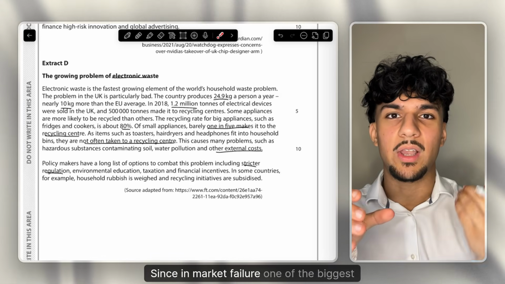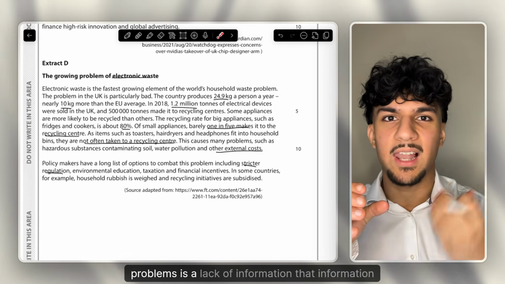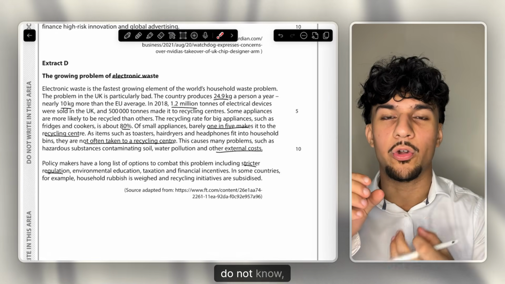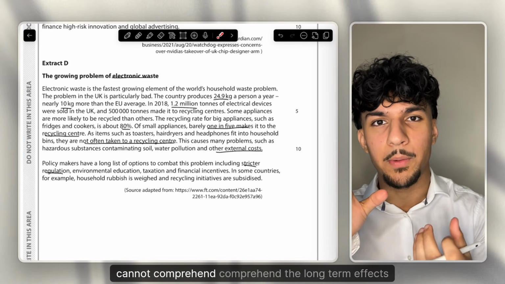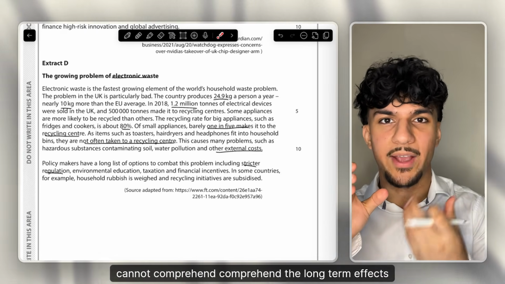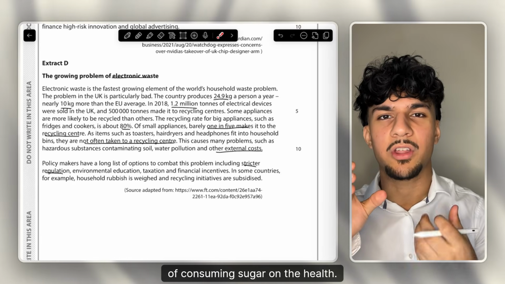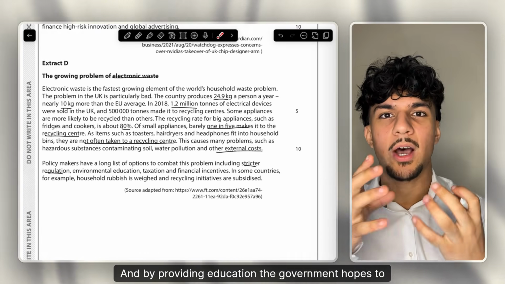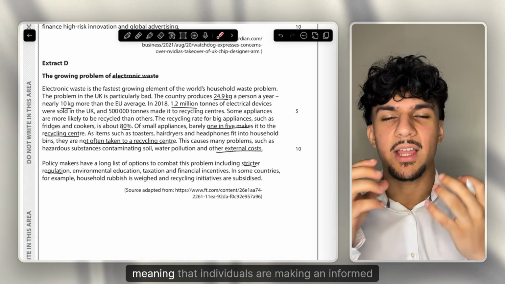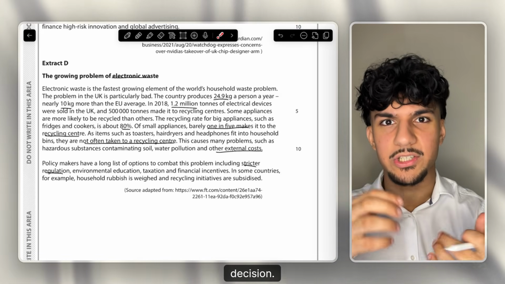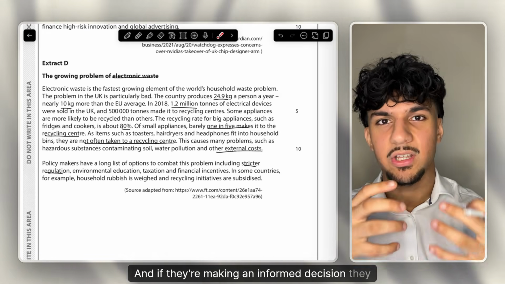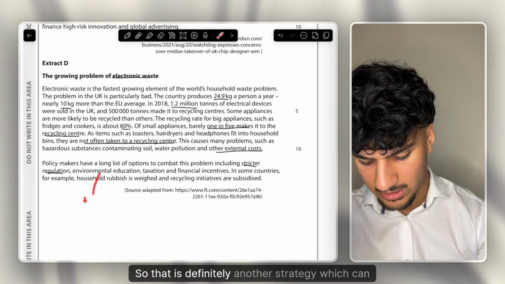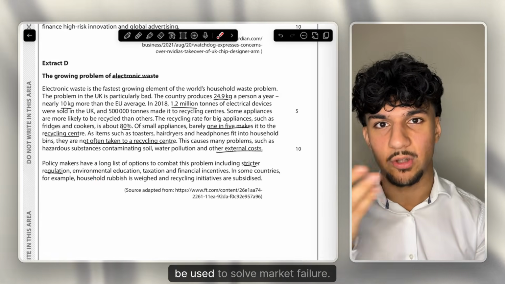Since in market failure, one of the biggest problems is a lack of information, that information gap, since individuals do not fully understand, cannot comprehend the long-term effects of consuming sugar on their health. Therefore, they overconsume. And by providing education, the government hopes to now solve that information gap, meaning that individuals are making an informed decision, and if they're making an informed decision, they will likely reduce their consumption of sugar. So yeah, that is definitely another strategy which can be used to solve market failure.